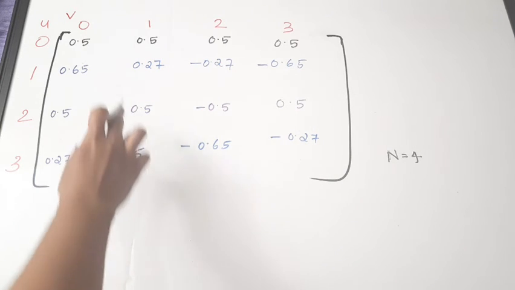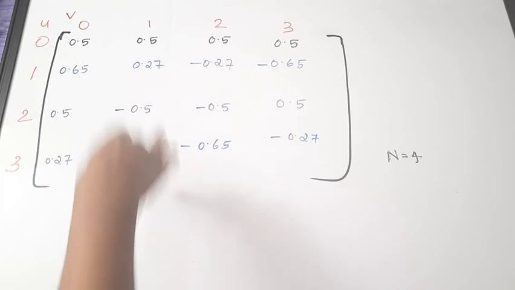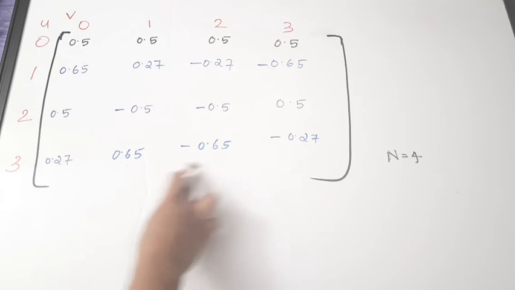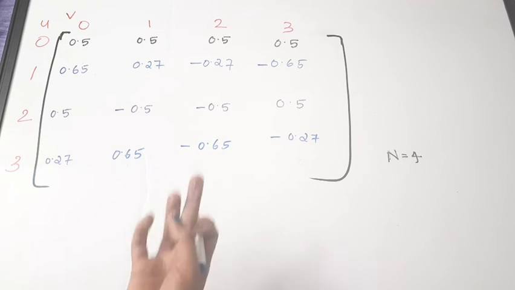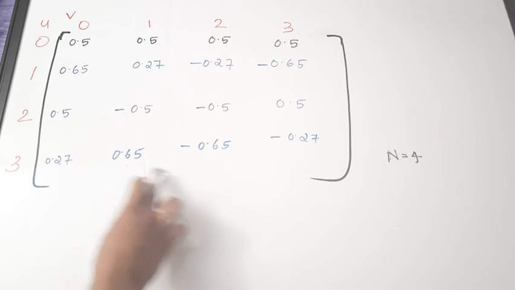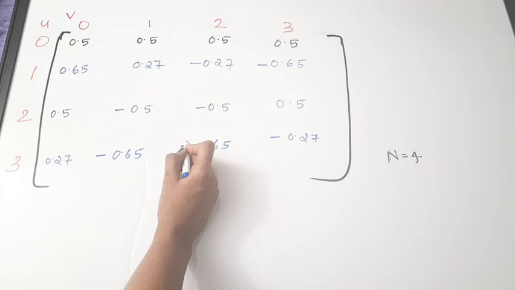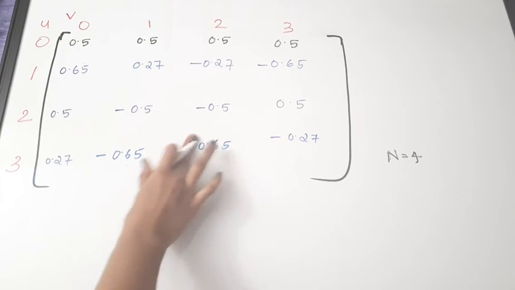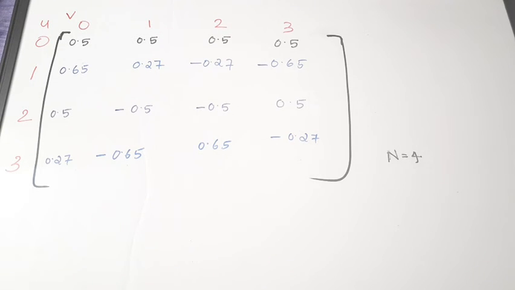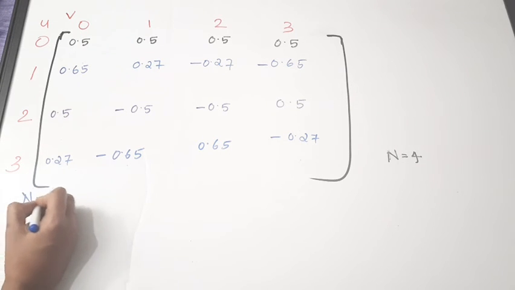Again, this row and this row are similar, and these two middle elements will have a sign change. So, multiply the middle two elements with a negative sign. This will be negative and this will be positive. So, you can ignore the sign of this. Okay, so this is your DCT matrix for n is equal to 4.